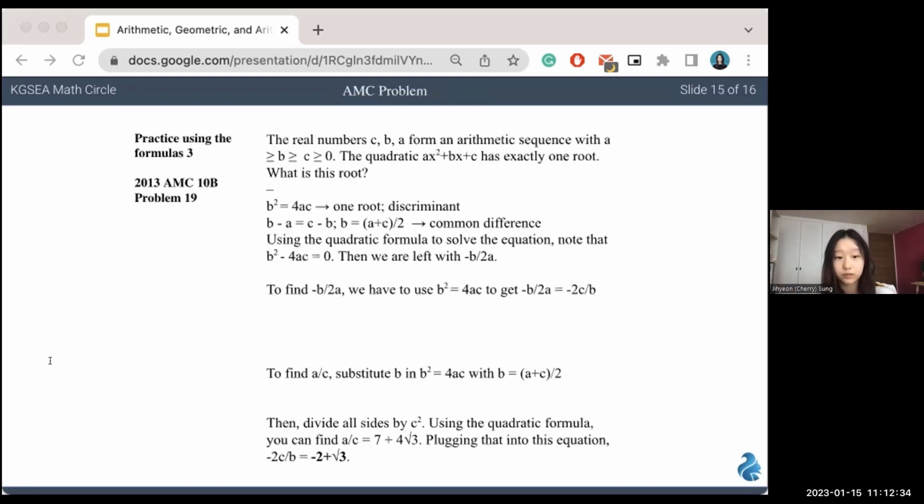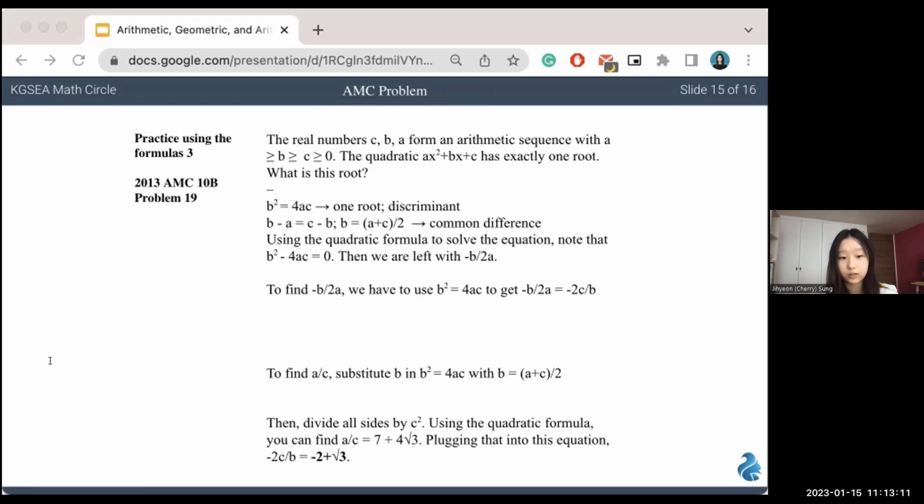The last question is from AMC10. The real numbers a, b, c form an arithmetic sequence with a being greater than or equal to b, b being greater than or equal to c, and c being greater than or equal to 0. The quadratic equation ax squared plus bx plus c has exactly one root. And what is this root? Since the equation has only one root, we can use the discriminant to say that b squared equals 4ac. And since a, b, c form an arithmetic sequence, the common difference can be found by b minus a and c minus b being the same.